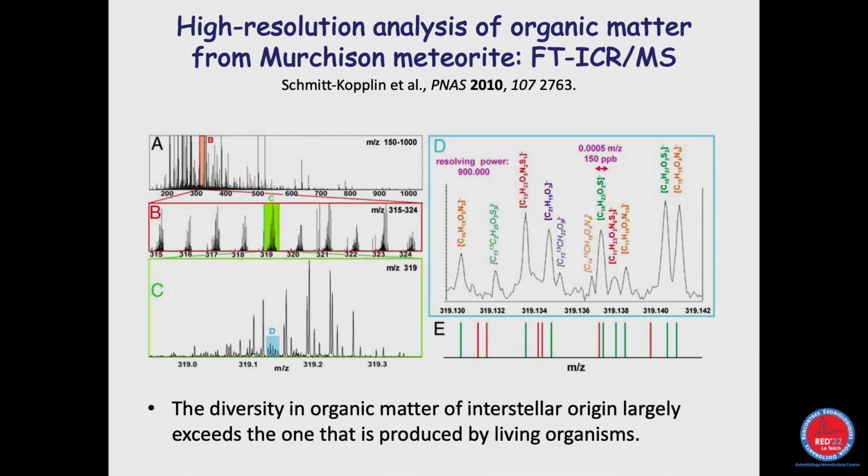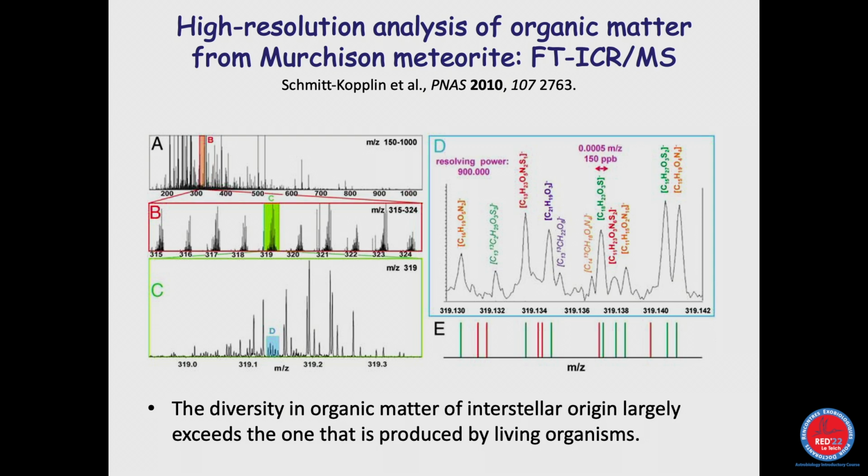We can see that for one mass, 319, you have perhaps 30 peaks. And even if you choose only this part, we can see different peaks. And as you have a high resolution, it's possible to identify molecular formulas. And you have, moreover, to consider that for every molecular formula, you have the possibility of different isomers. The result is that in this mass spectrum, you have probably tens of thousands of molecules, perhaps more than 10,000 molecules.